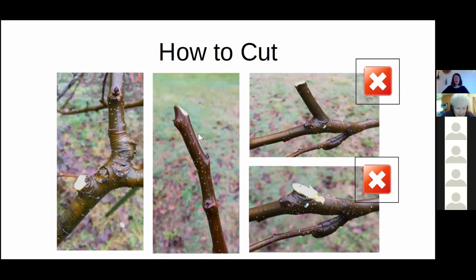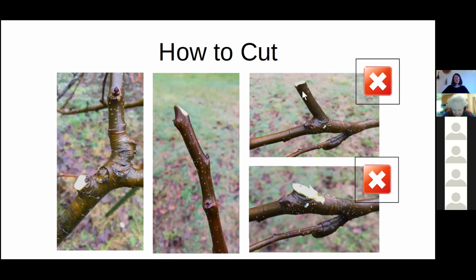And as you can see here, very similar cutting, making a pruning cut on 1 year wood. But in this example, I've left a long stub. There's no buds here to take any of the tree's energy, and I've made a flat cut.